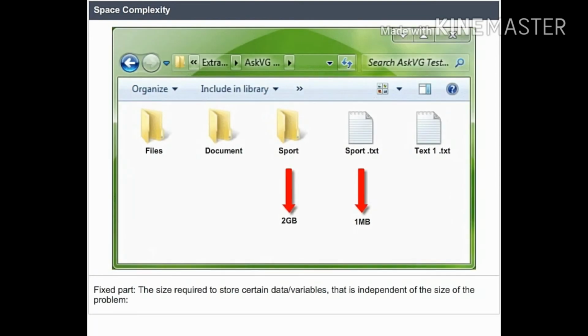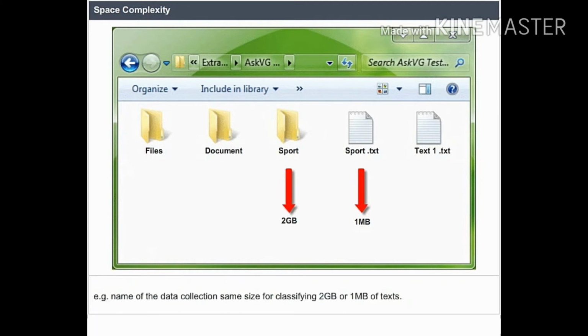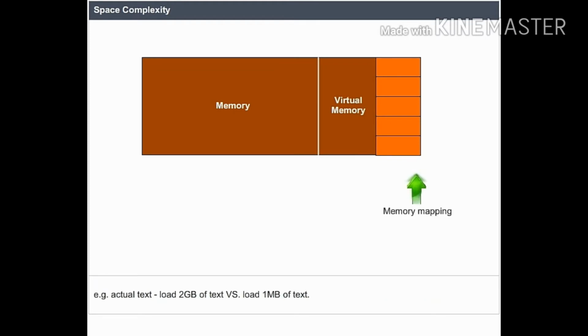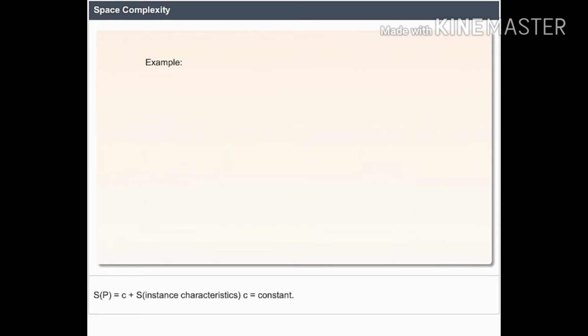Fixed part: the size required to store certain data or variables that is independent of the size of the problem. Example, the name of the data collection, same size for classifying 2 GB or 1 MB of text. Variable part: space needed by variables whose size is dependent on the size of the problem. Example, the actual text: load 2 GB of text versus 1 MB of text. S of P equals C plus S of instance characteristics, where C equals a constant.